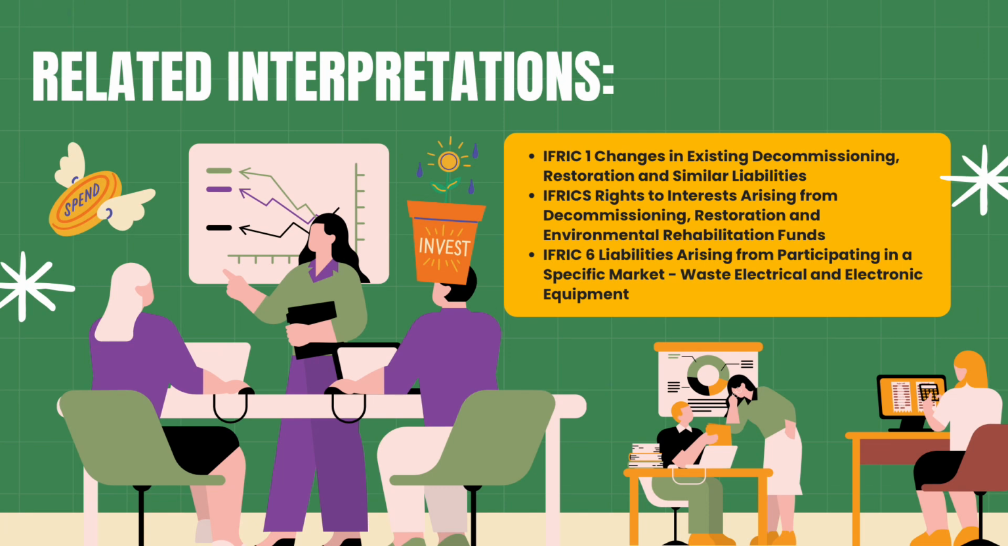Second, IFRIC 5. This focuses on rights to interests arising from decommissioning, restoration, and environmental rehabilitation funds. For example, when a company contributes to a fund for decommissioning oil rigs, IFRIC 5 governs how these contributions are recognized. Third, IFRIC 6. This interpretation addresses liabilities arising from participating in a specific market, like waste electrical and electronic equipment. For instance, companies selling electronic goods may incur costs for recycling or waste disposal, which IFRIC 6 helps to standardize.